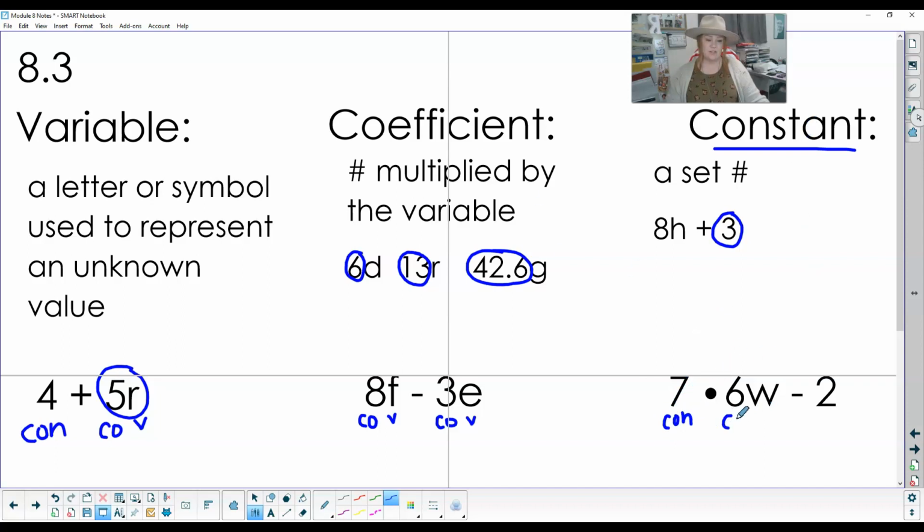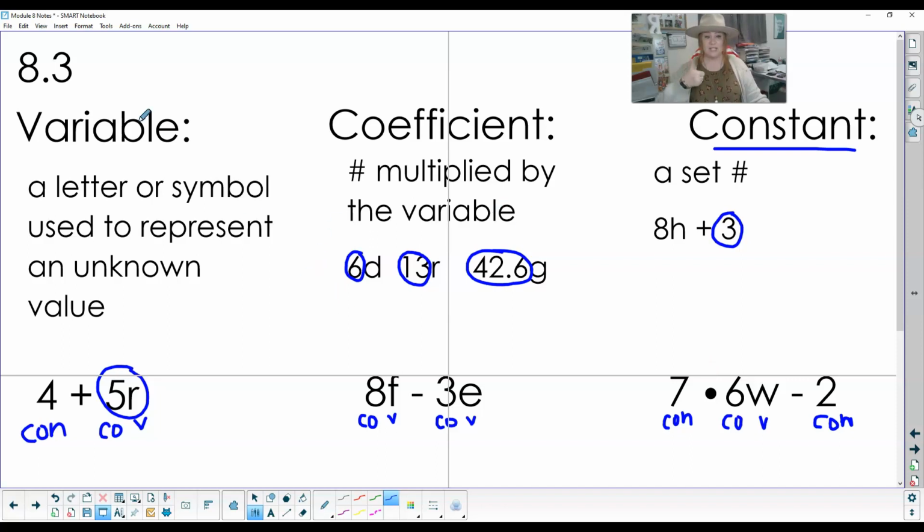6w's is our coefficient, right? These are kind of working together in a co-team. W is our variable. That's going to change. But then every time we're going to minus 2, that is a constant. So whatever's happening in your algebraic expression, if it's happening in a repeated amount, we write it as a coefficient and a variable, that multiplication problem. And then if something else just happens in there, then that is our constant. If that's going to happen every time, that's a constant.